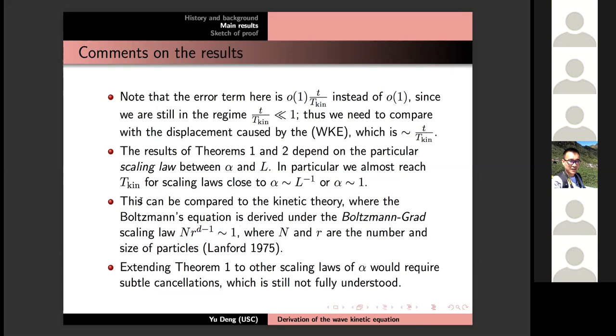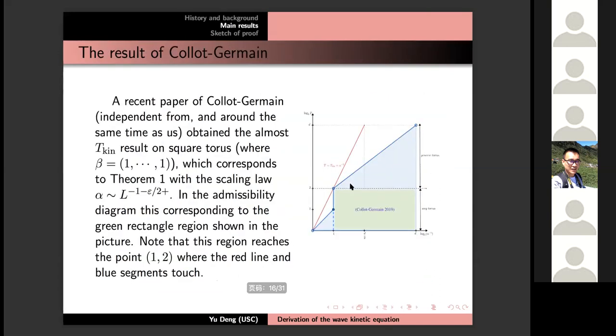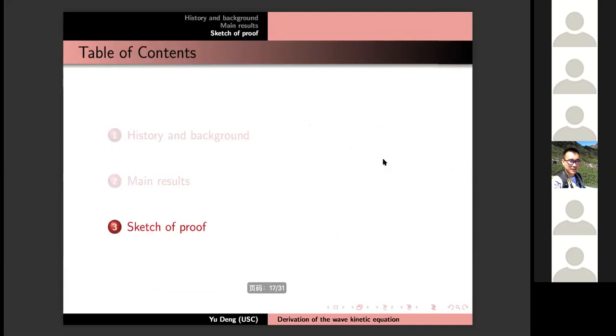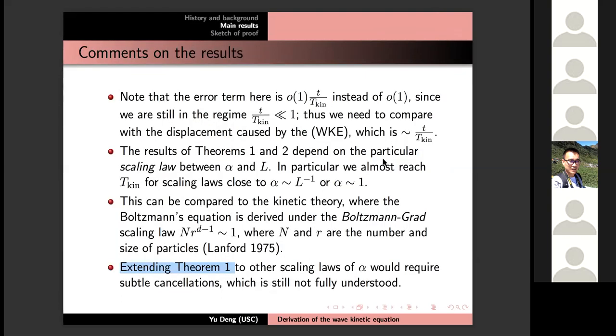Similarly, in our case, whether or not we can extend theorem 1 to other scaling laws of alpha is also unknown. In other scaling laws, we are only able to obtain theorem 2, which has these defects, so we are not really reaching the kinetic time scale. And there's a reason for that. We don't have time to mention it, but essentially it has to do with certain bad terms which themselves don't have good control, but we expect they may have some kind of cancellations, though this is not clear at this point. If they do have cancellation, then we can hope to extend theorem 1 to other scaling laws. As of now, we don't know.